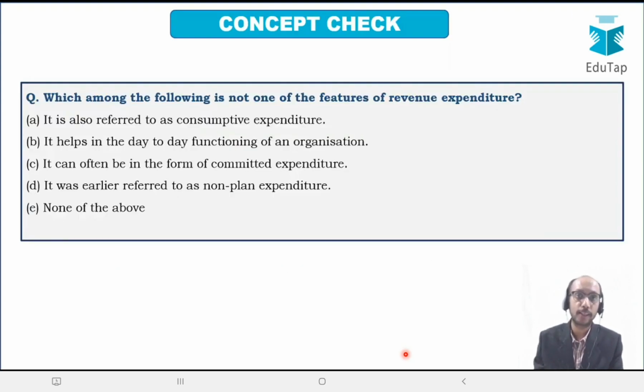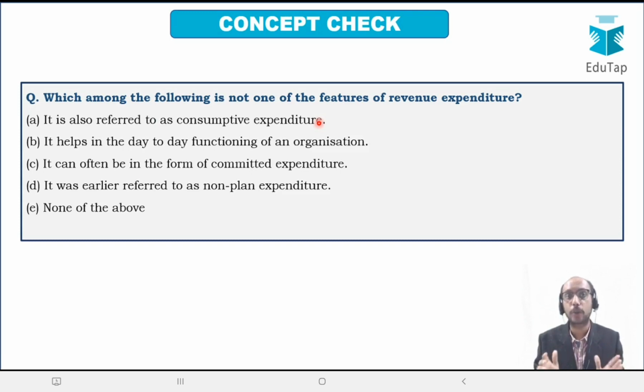Which among the following is not one of the features of revenue expenditure? Again, we are asking you which of the following is not one. Which of these is not a feature of revenue expenditure? It is also referred to as consumptive expenditure. Now see, here is where you have to apply your mind. We have called capital expenditure as productive expenditure. Now there is something called as consumptive expenditure. Okay, so what do you think is a consumptive expenditure? Revenue expenditure or capital expenditure? You have to decide. Apply your logic.